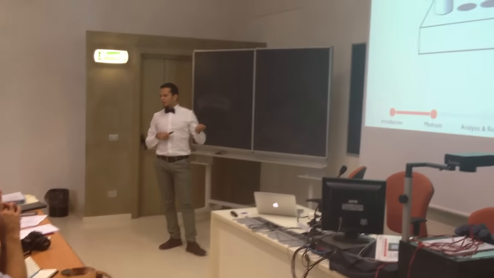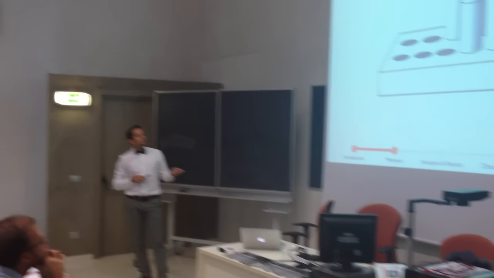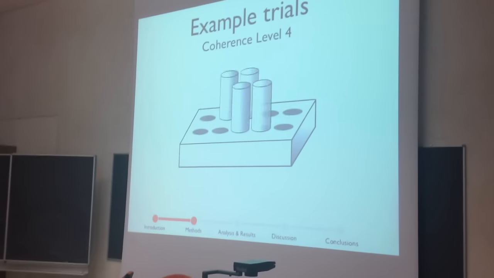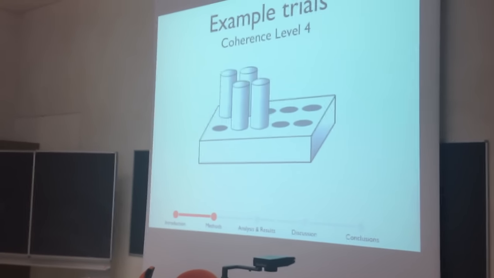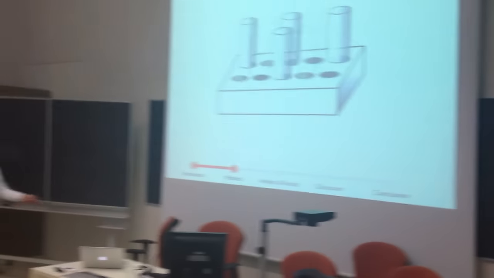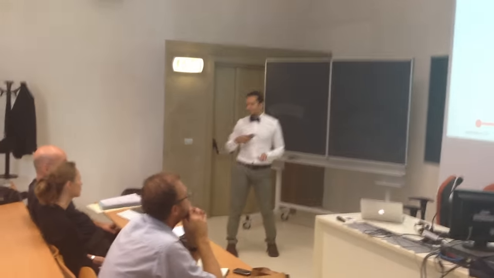This is an example trial that has the coherence level of 4, so currently we see four dots that are moving together, so this is the fourth coherence level. And then I have another example for coherence level of 1, so now you will see 1. It's difficult because this is the most difficult task, but the first dot is the one that is moving coherently. Okay?